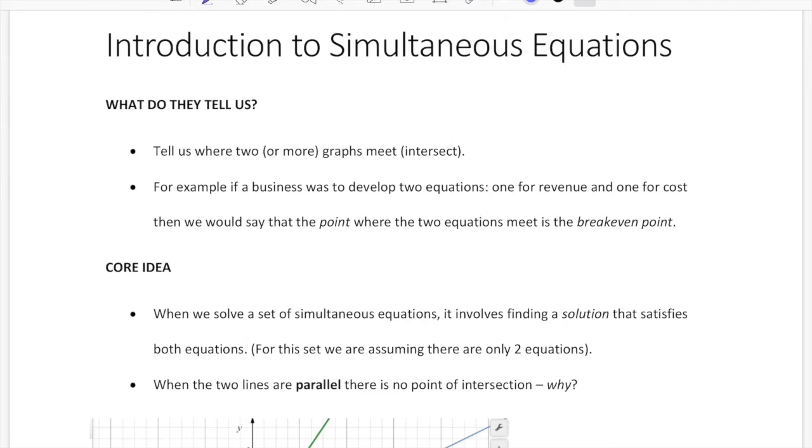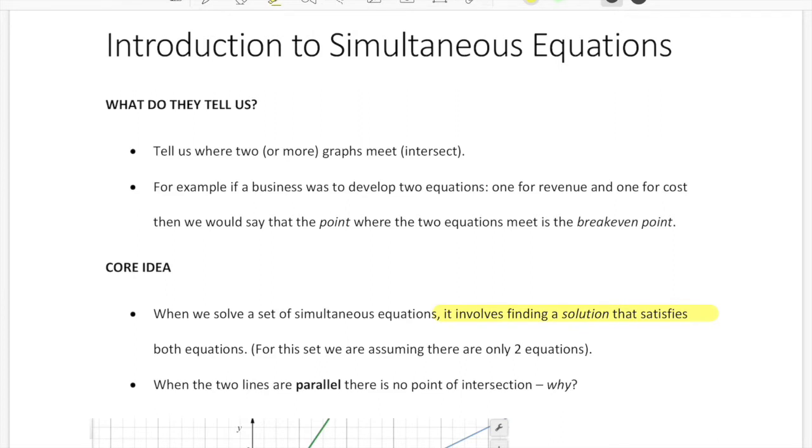The core idea here is that when we solve a set of simultaneous equations, we're trying to find a solution that satisfies both equations. I think that's really important to remind you: it's finding a particular solution that satisfies both equations. So not just one, but both. In the event that you have more than two equations, the set of solutions that you're finding needs to satisfy every single equation you've been given. For the purpose of the Year 10 course, however, we're only focusing on two equations.